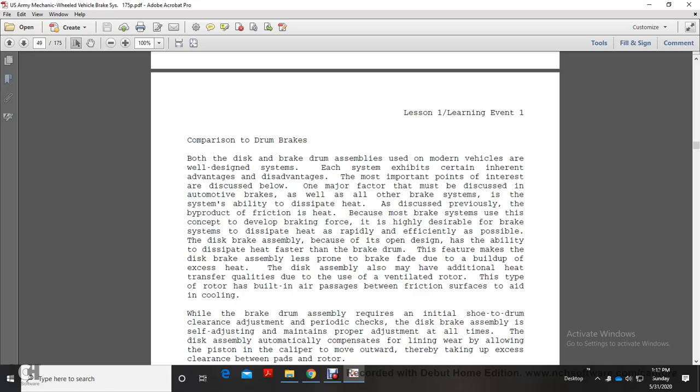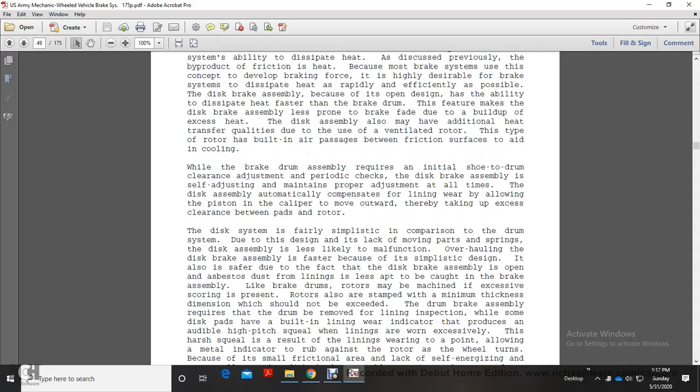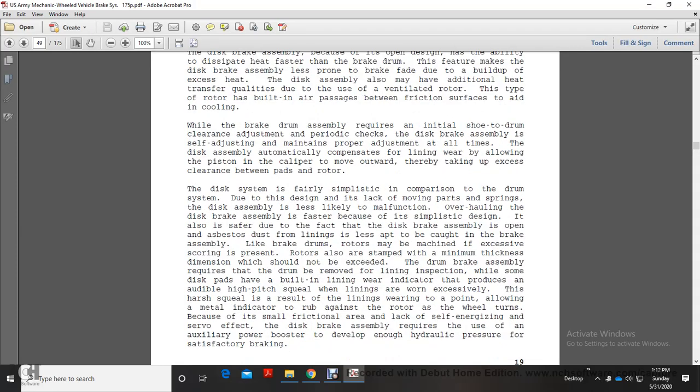The disc assembly may also have additional heat transfer quality due to the use of a ventilated rotor. This type of rotor has built-in air passages between the friction surfaces to aid cooling. The brake drum assembly requires initial adjustment of the shoe-to-drum clearance and periodic checks, while the disc brake assembly is self-adjusting and maintains proper adjustment at all times. The disc assembly automatically compensates for lining wear by allowing the caliper piston to move outward, thereby taking up excess clearance between the pads and rotor.